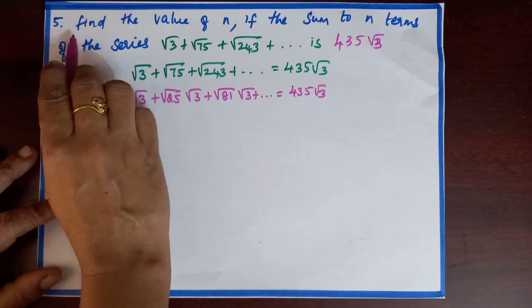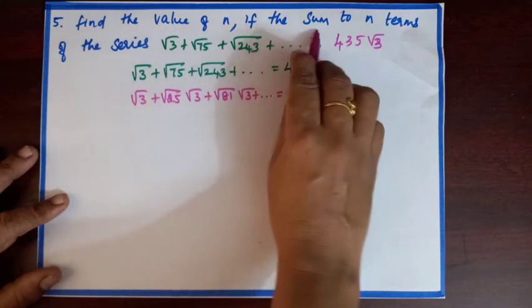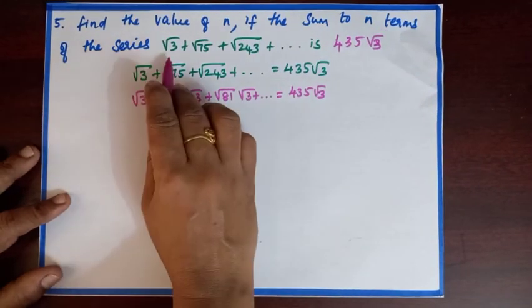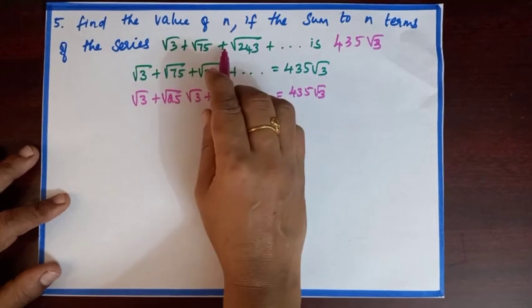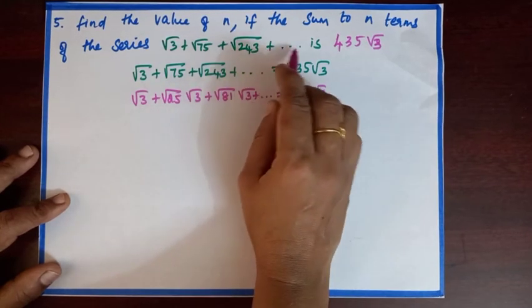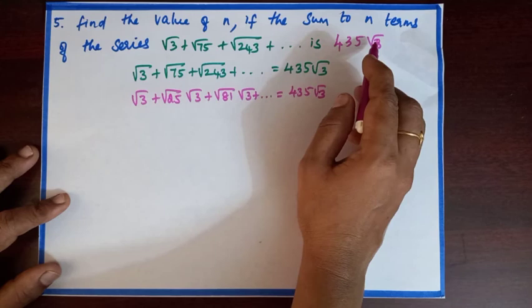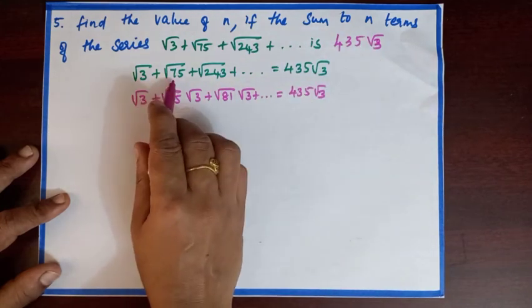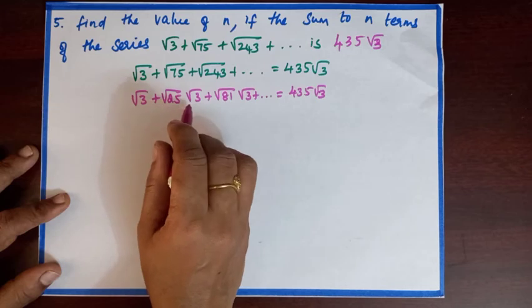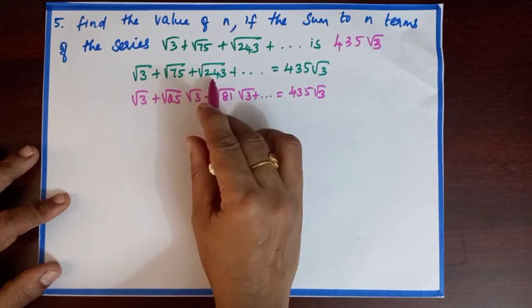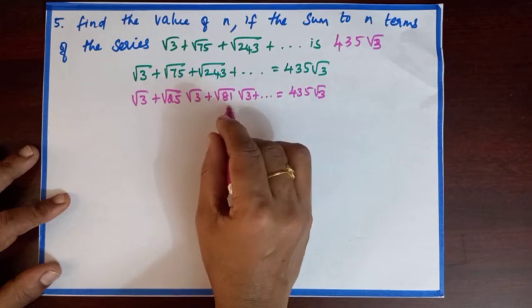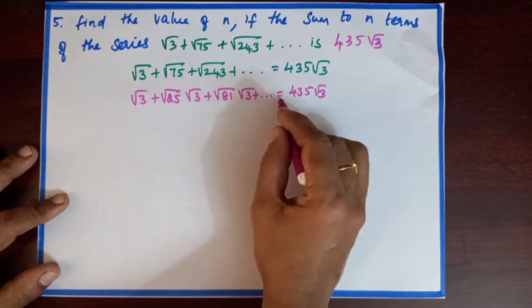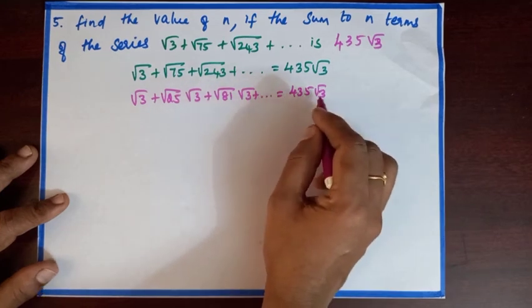Question number 5. Find the value of n, if the sum to n terms of the series root 3 plus root 75 plus root 243 plus dot dot is 435 root 3. So, I am going to write root 3 as it is, root 75 as root 25 into root 3, root 243 as root 81 into root 3 plus dot dot, which is equal to 435 root 3.